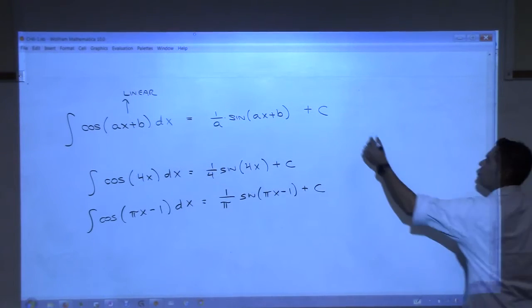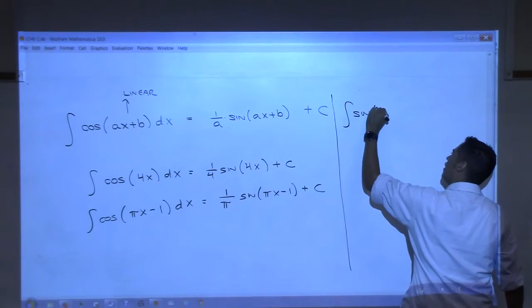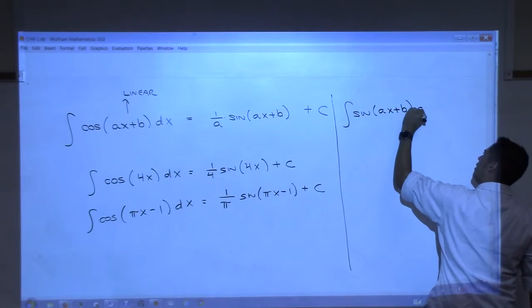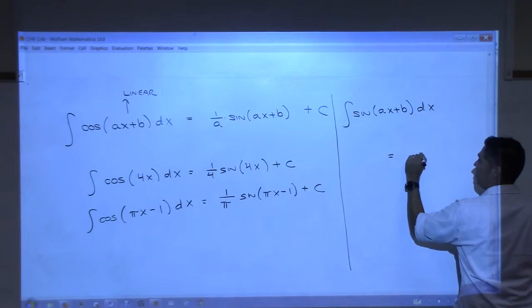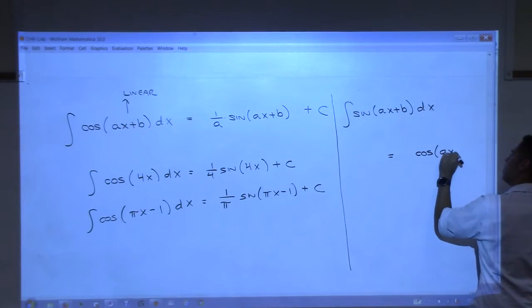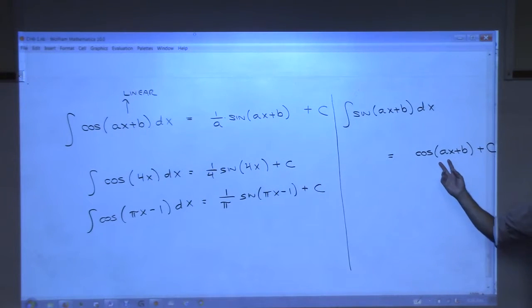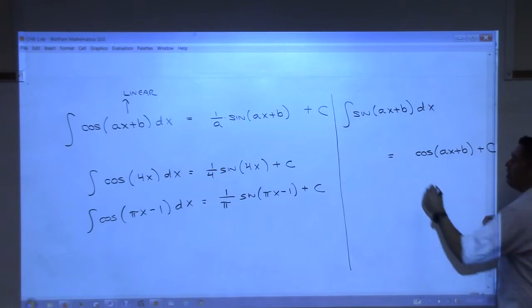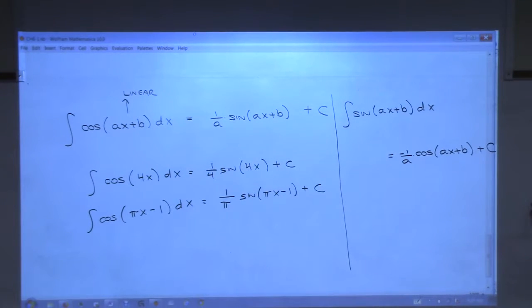Now, how would this change if I try and do the same sort of thing for sine, if I'm trying to find the antiderivative of sine? A good guess would be what? Cosine, right? Of ax plus b plus some constant. But when we take the derivative of cosine, it's negative sine, isn't it? So I would actually need a negative out here. And I would still get the a to pop out, wouldn't I? So I need to kill the a off. So I need a negative 1 over a out front. That make sense?